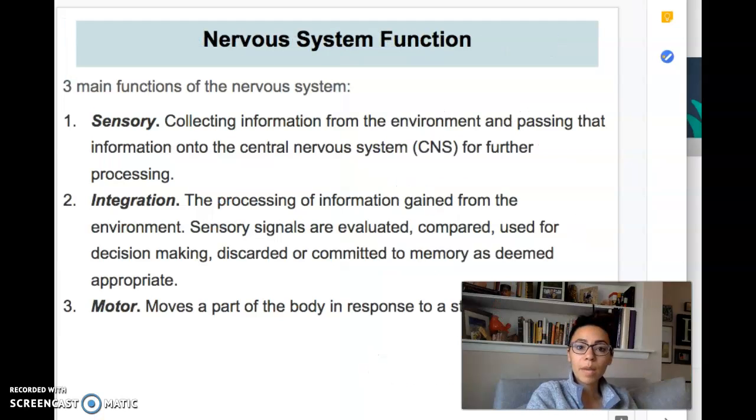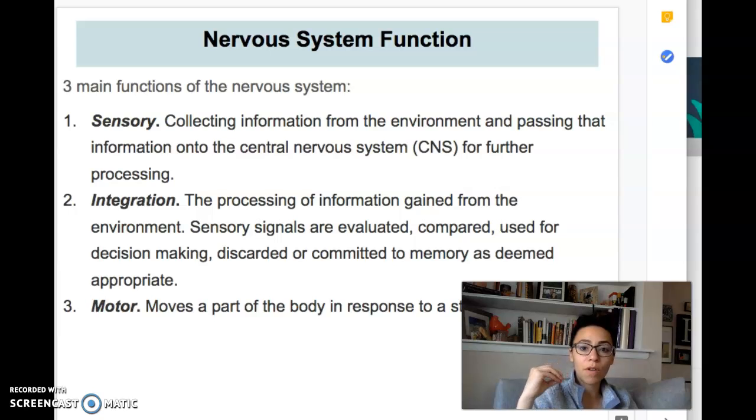So there are three main functions of the nervous system, and essentially three main types of neurons. The first would be sensory. Those are the ones that are collecting information from our environment, like in our senses. So in our skin, our eyes, our nose, our mouth, our ears, we're collecting information.